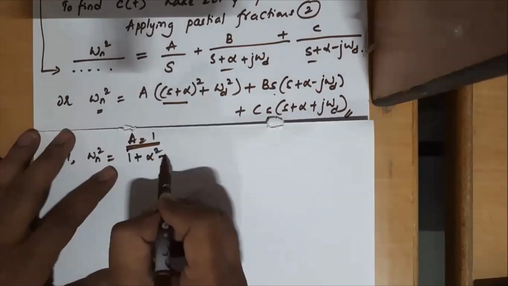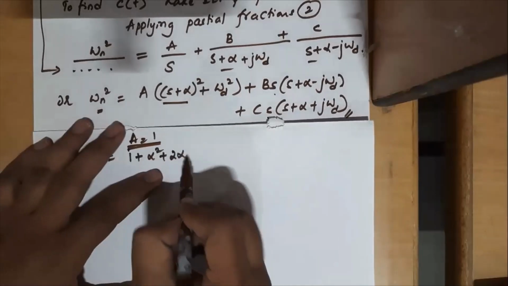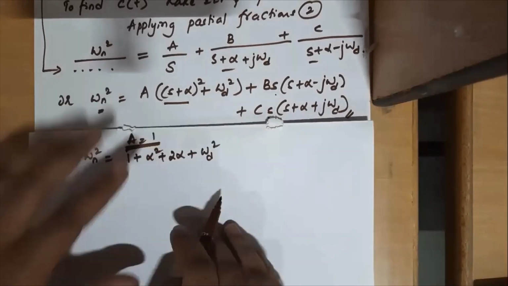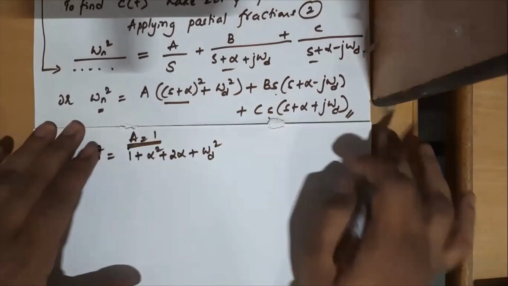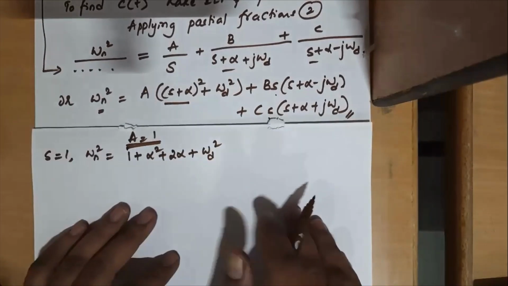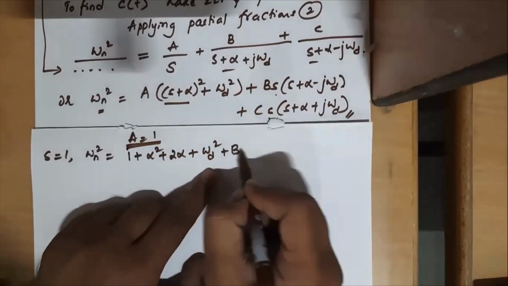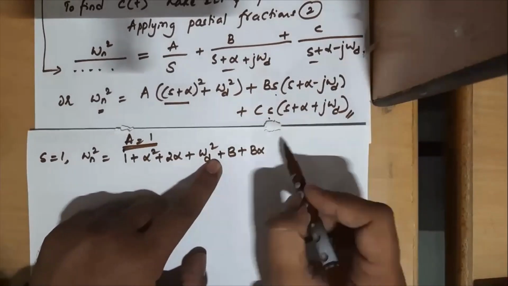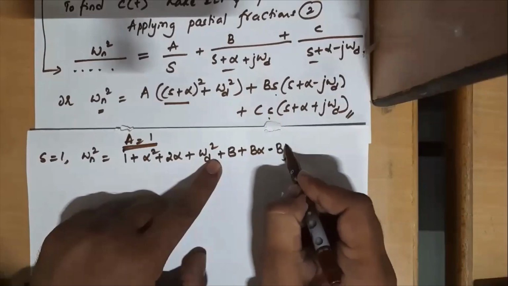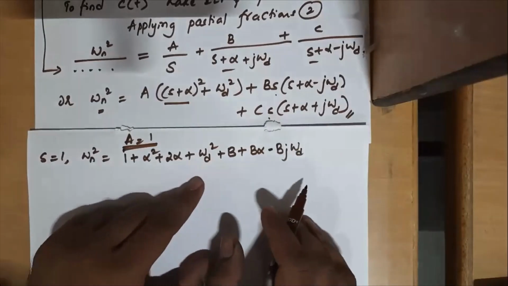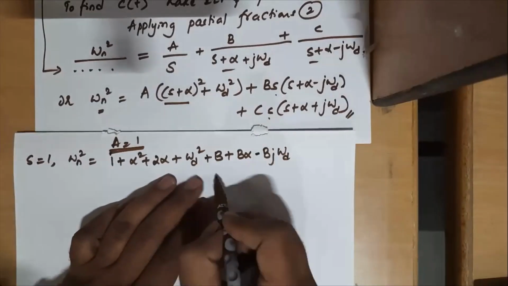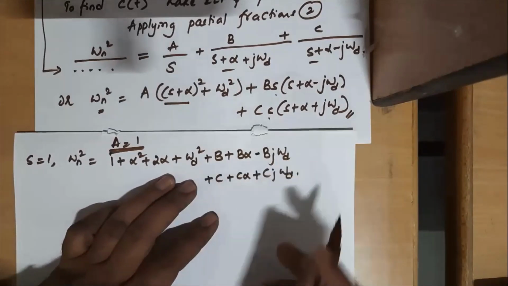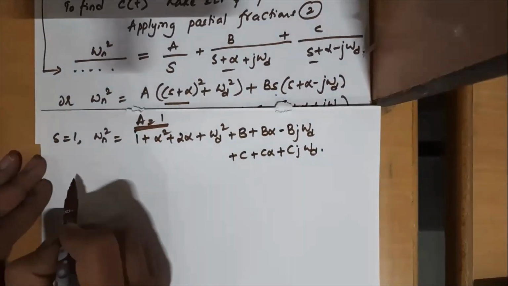So it is 1 plus alpha square plus 2 alpha, because it's 1 plus alpha whole square, plus omega d square as it is. Then we have the b term: plus b. Look at this carefully. Then plus b into alpha, then minus b into j omega d. Plus again c into s, which is c into 1. Then c into alpha, plus c into j omega d.